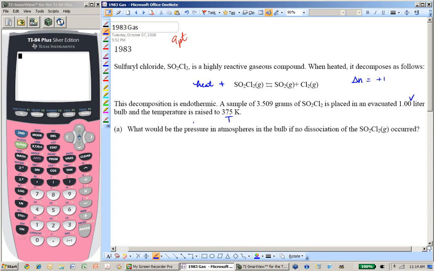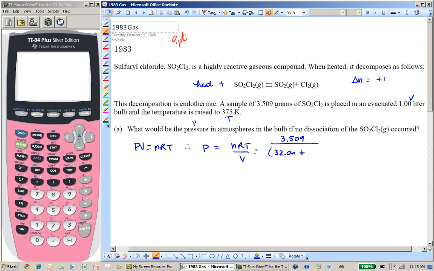So, indeed, what's the first thing they ask me? What's P? Well, given a V, a T, the ability to get to n, you already know R. I'm thinking PV = nRT, I'm thinking ideal gas equation. So, let's do it. PV equals nRT, and you want to know the pressure in atmospheres of the bulb if no dissociation had occurred. So, haven't made any of these products yet, only reactant in the bulb. So, therefore, pressure is going to be nRT over V, and that's going to be 3.509 divided by, I use 2 decimal places generally off of the periodic table, so you should have your handy-dandy periodic table, and you should figure out this molar mass.